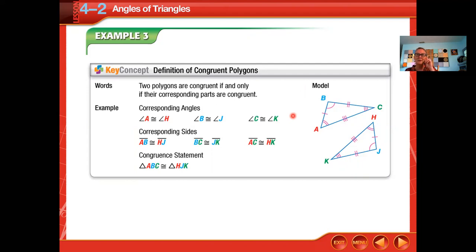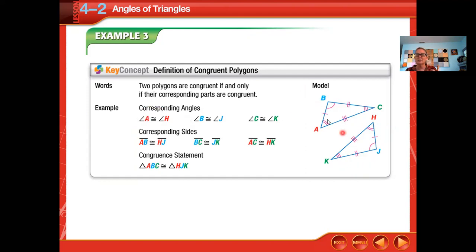So this is where it's going to be a little tricky. You have to make sure you're paying attention to, are we talking about degrees? In that case, we're saying the angle measures are equal. Are we talking about centimeters or inches or units? That's going to be the side lengths are equal. And it has to have all of them.